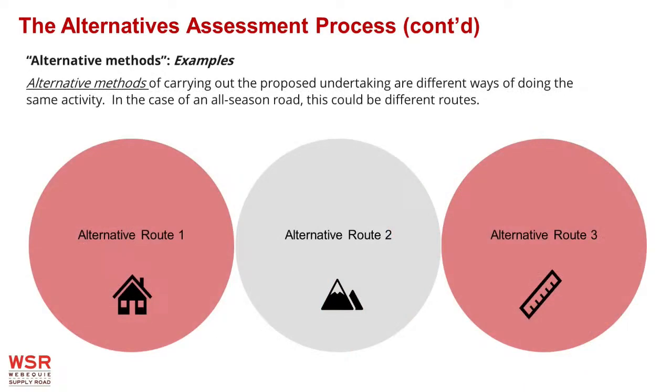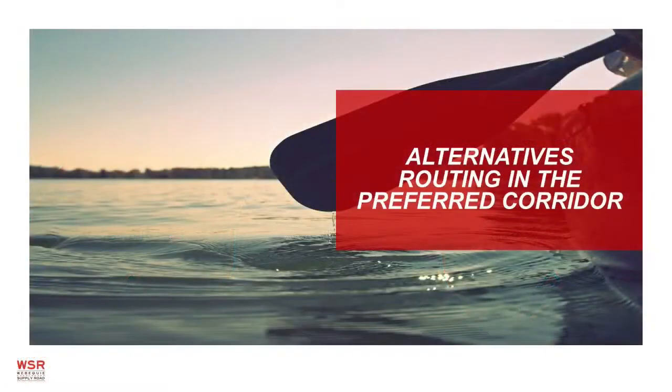Now, let's talk about alternative methods through the use of an example. Alternative methods of carrying out the proposed undertaking are, again, different ways of doing the same activity. So in the case of the all-season road, it would just be different routes. We have three different routes: alternative route 1, 2, and 3. And in this presentation, I'm going to go through how we got to these three routes, the process of getting there. So let's dive into the core of today's presentation, and that's alternatives routing in the preferred corridor.